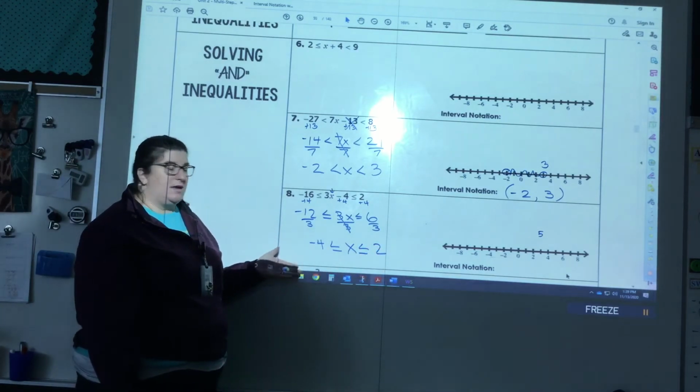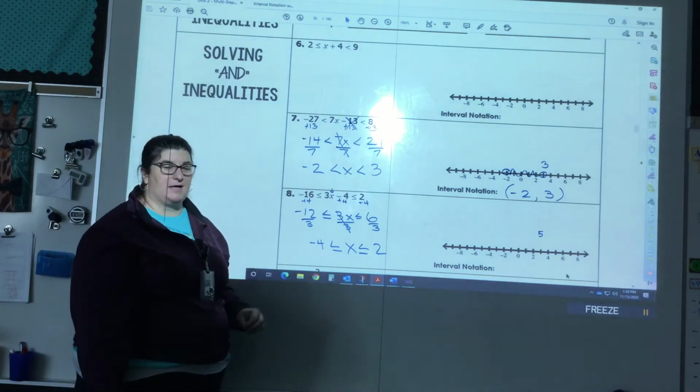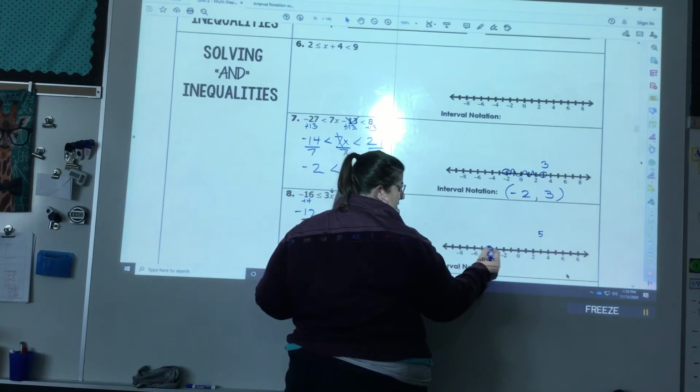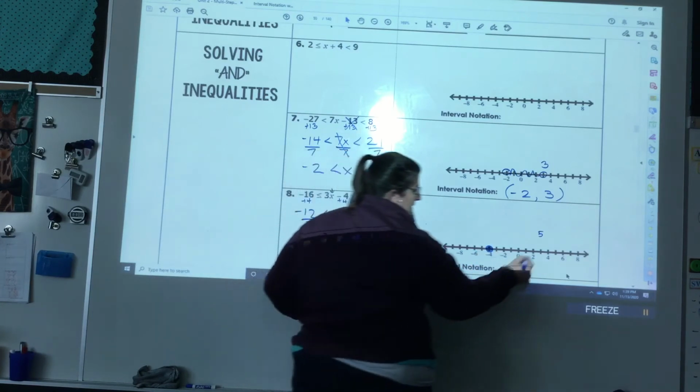Compound "and" inequality, x is in the middle. It is positive, it is by itself. So I've got a closed dot at -4, a closed dot at 2.